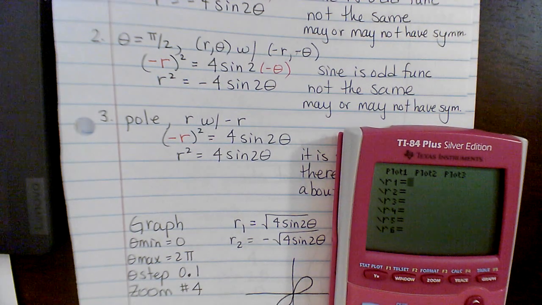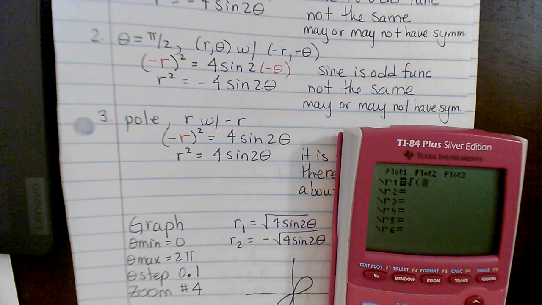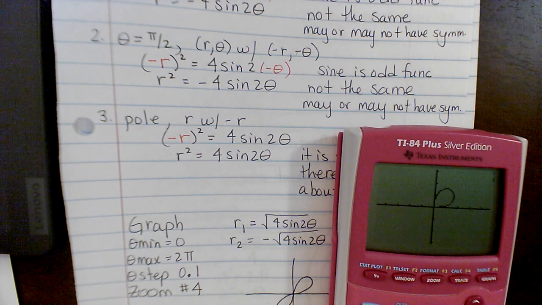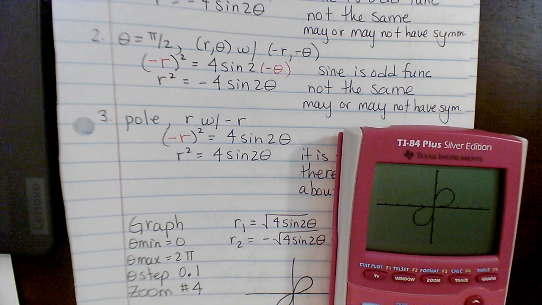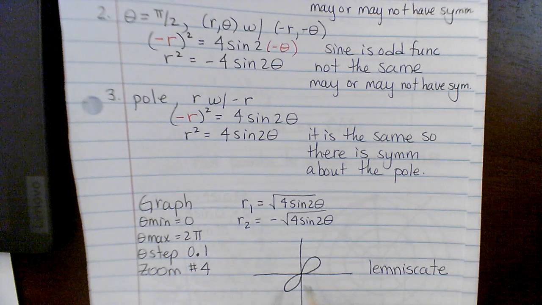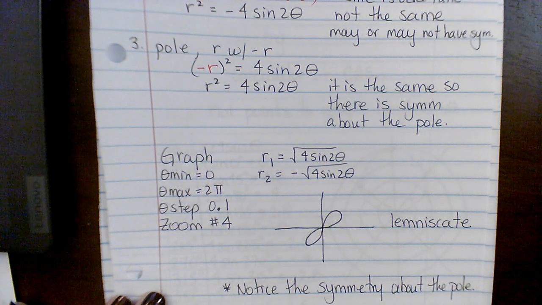And technically we need to do the plus or the minus, but I'm going to show you that really if you just do one of them, it'll be fine. So if I do the square root of 4 times the sine of 2 theta, we get that lemniscate. If you wanted to graph the negative version of this, you would get the same thing. So you don't really have to worry about it, but we get that kind of 2-petal rose, or that little infinity sign, which is called the lemniscate.